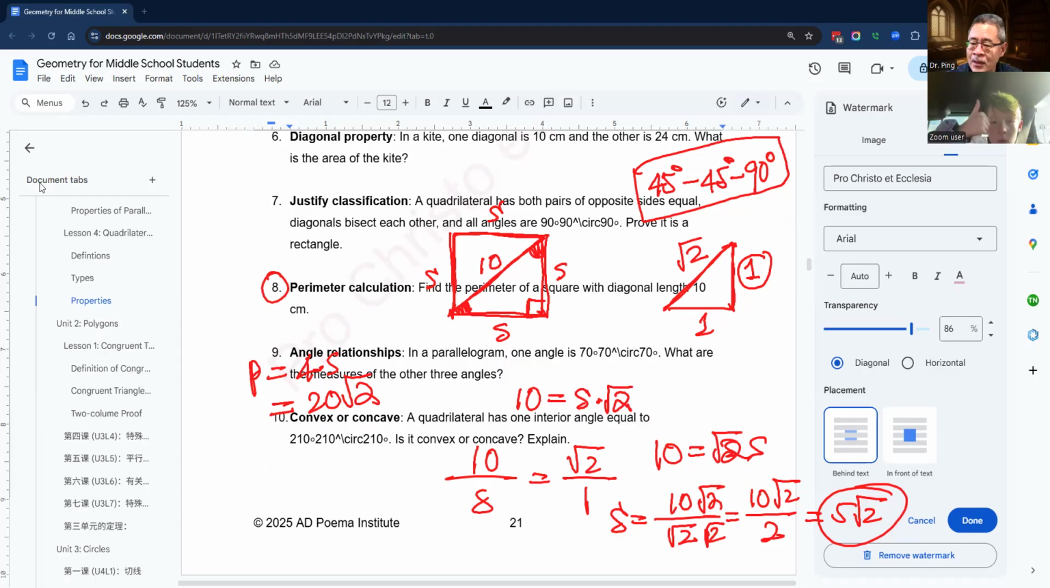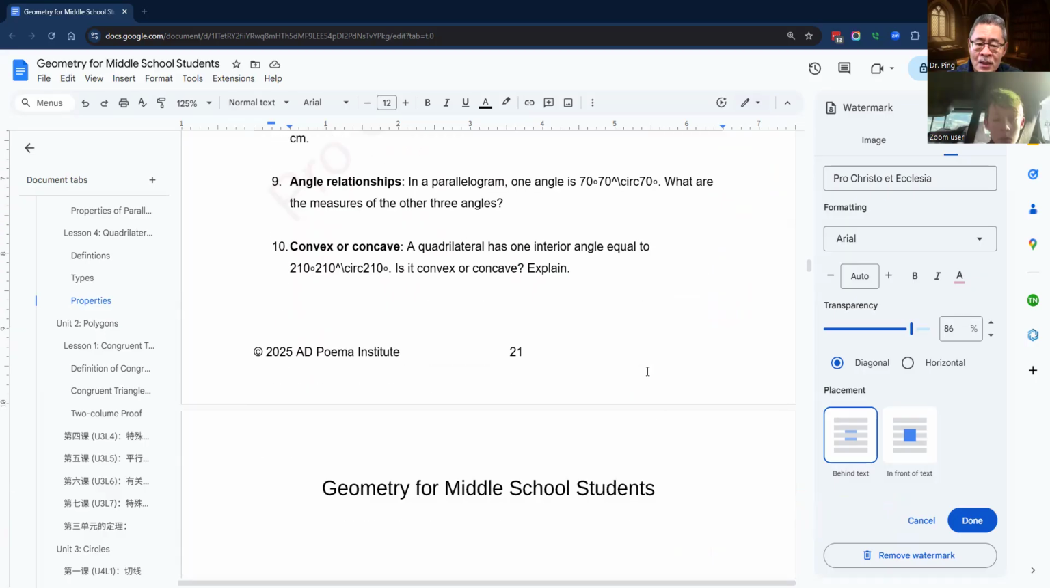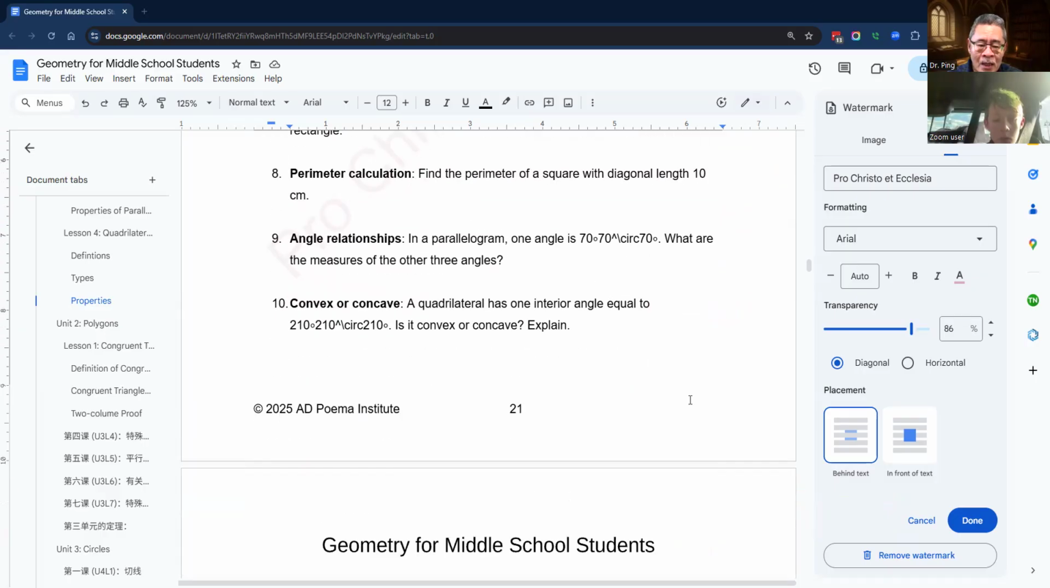Now we're looking at number 9. We have 2 more to go. Number 9: in a parallelogram, one angle is 70. What are the measures of the other 3 angles? Think about it, we have a parallelogram. That's all right. This is 70. Okay, we want to figure out the other 3 angles.